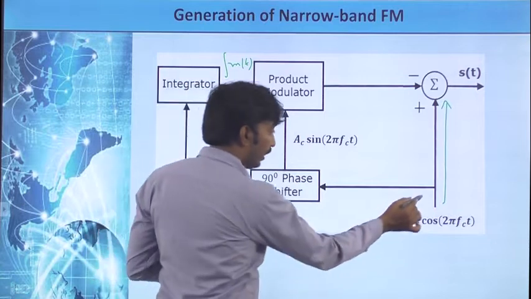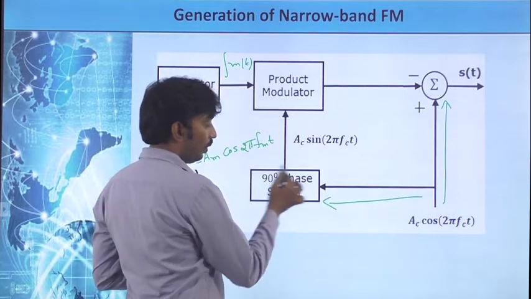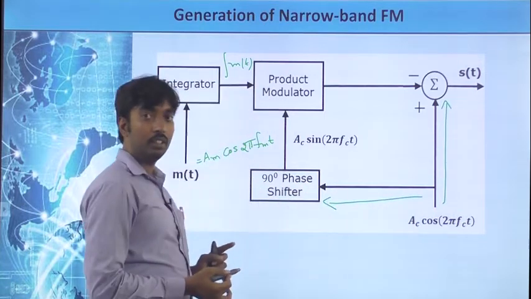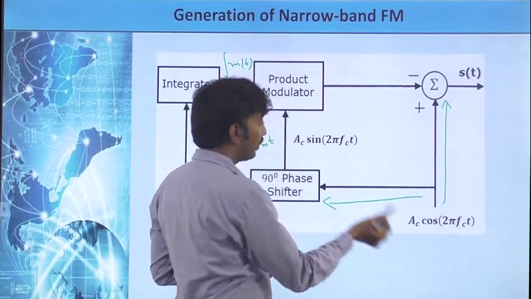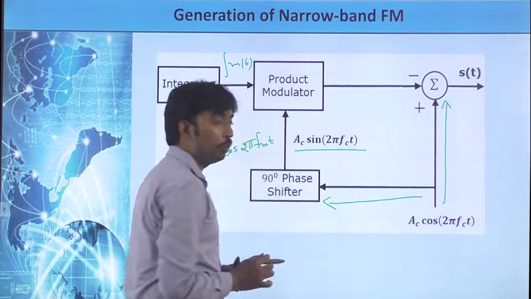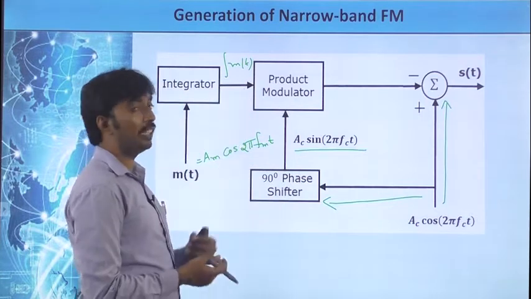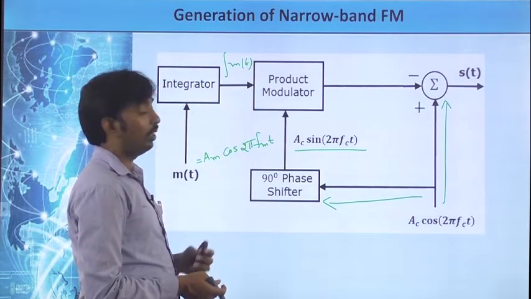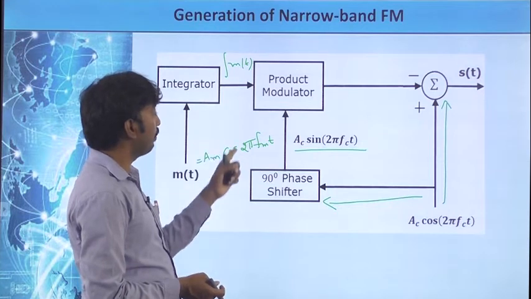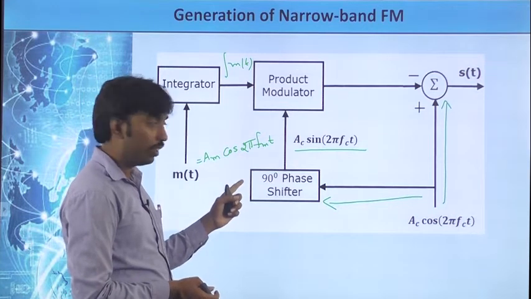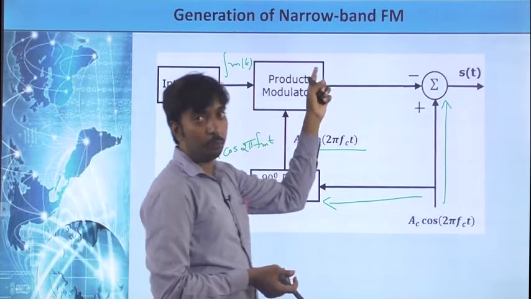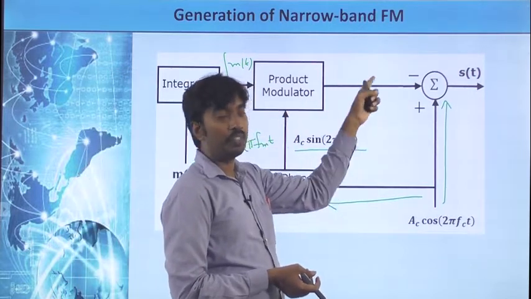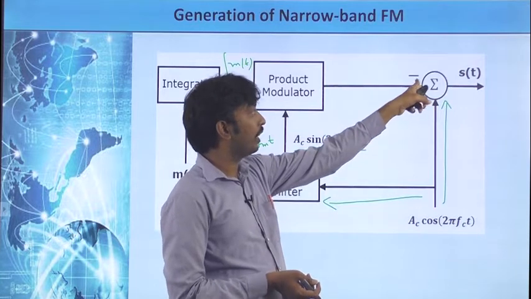Now the same carrier I am giving to the 90 degrees phase shifter. If I do 90 degrees, cos of 2πfct plus 90 will become Ac sin 2πfct. Now the product modulator, I am getting the product of the integration of m(t), that means sin 2πfmt, and sin 2πfct. So the product modulator output is sin 2πfmt sin 2πfct, which I am giving to the summation with negative.